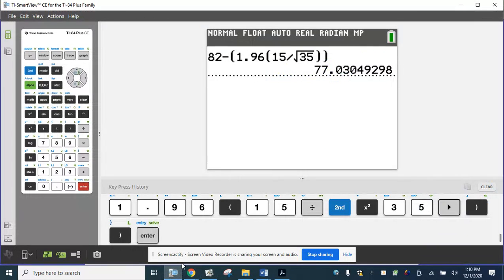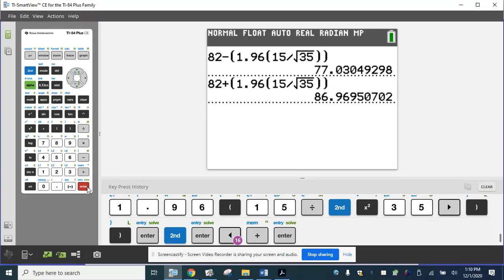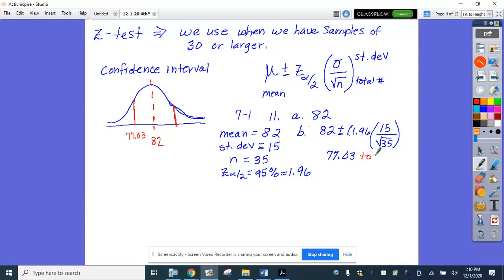Let's go back over here. Now, here's where knowing this calculator helps you out. You can do second and enter, and it puts that back on the screen, and you can go back to the left, change that to a plus, and that becomes 86.97. So where I'm going to stop over here is 86.97.